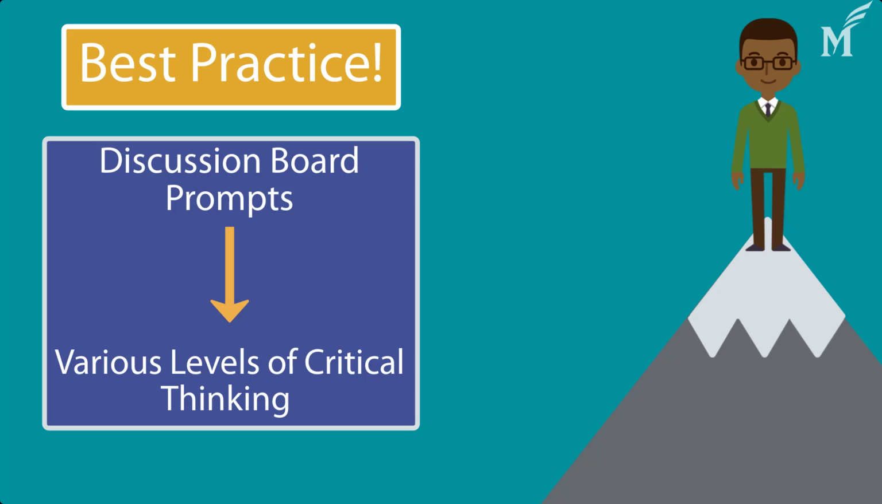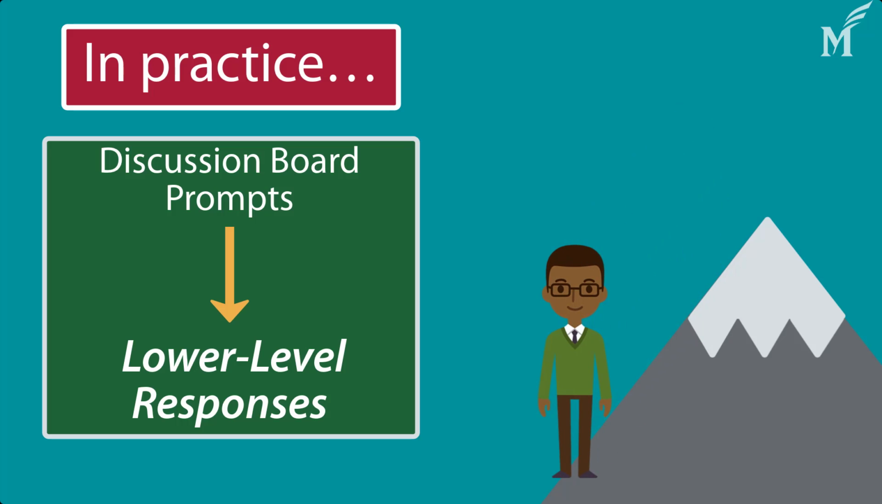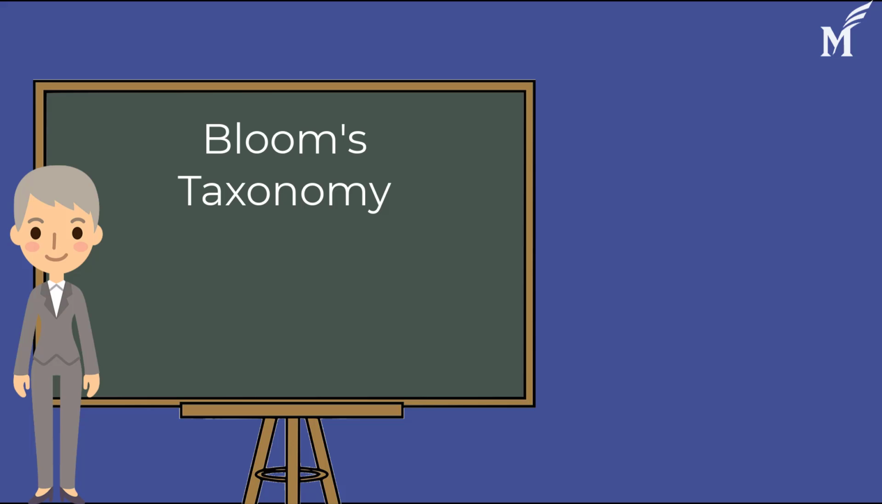However, numerous studies have shown that instructors tend to provide prompts that produce lower-level responses even when the instructors are aiming for higher-level responses. And this begs the question, what strategies should instructors use to elicit higher-level responses? Let's start by looking at Bloom's taxonomy, which is one way to categorize different cognitive levels.